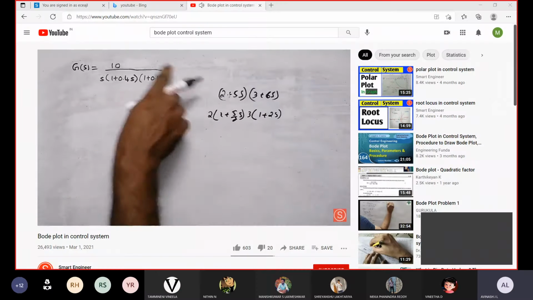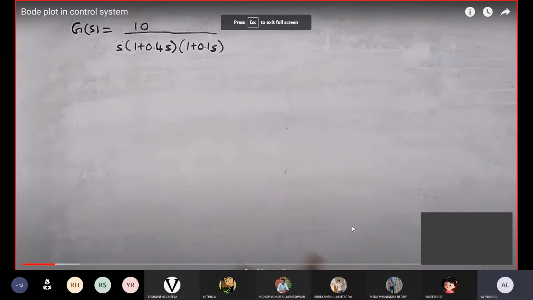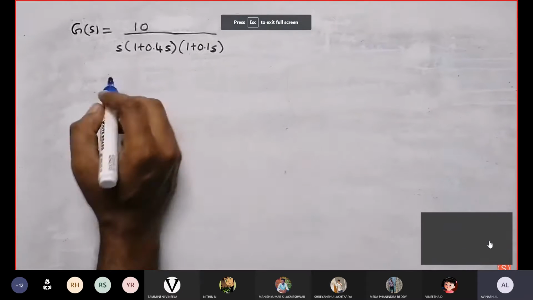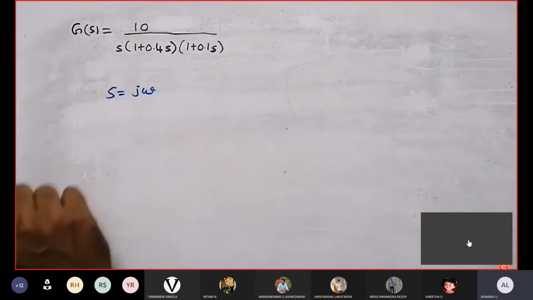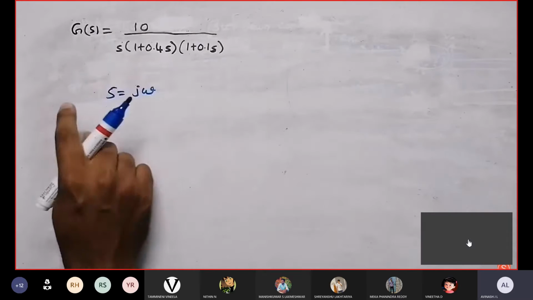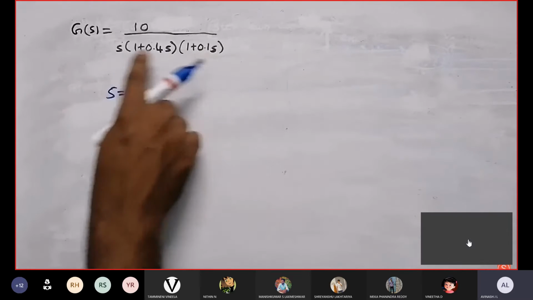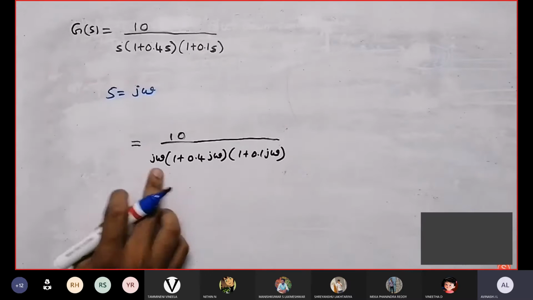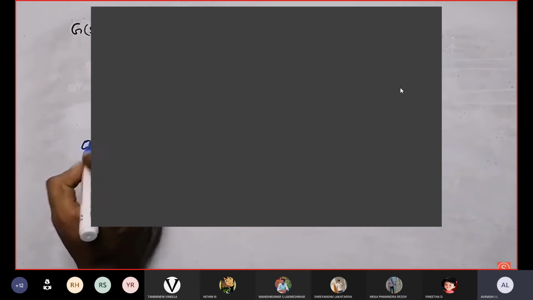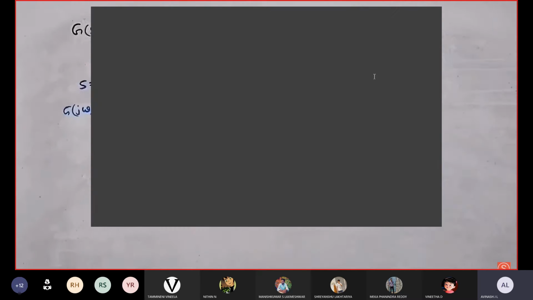Like this. So in this question, it is already in standard form, so we don't want to do anything. After making the question in standard form, put S equal to j omega because we are drawing the plot in frequency domain, omega frequency. So wherever there is S, you need to replace S with j omega. So this was our G of S, this is G of j omega. Instead of S, we replaced with j omega.